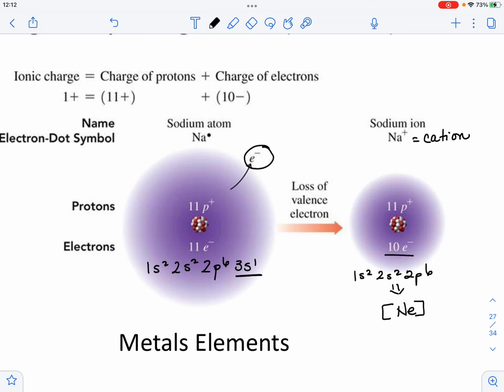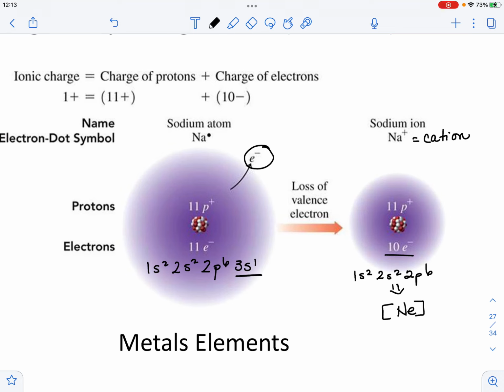Why is that advantageous? As we discussed previously, remember that having a full valence shell gives you stability. So metals are willing to lose their valence electrons, either 1, 2, or 3, in order to gain specifically the electron configuration of a noble gas.